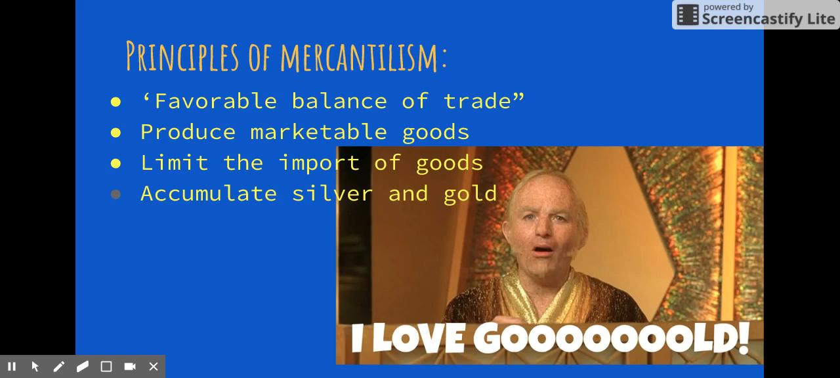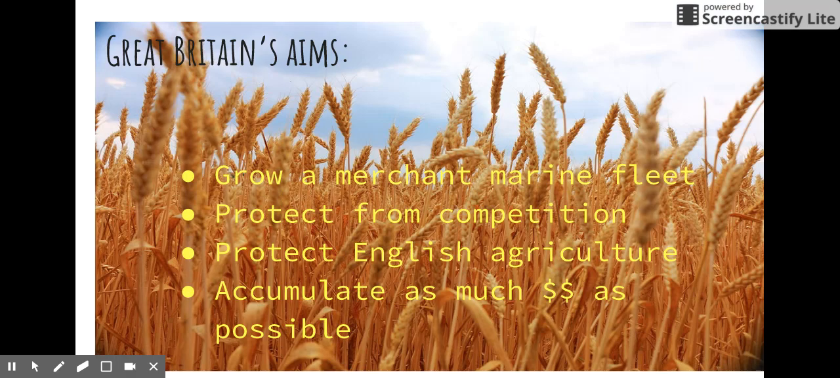Now, Great Britain had some specific aims under mercantilism. They wanted to encourage growth of a native merchant marine fleet, which would include colonial ships. So not so much boats used for war, but boats used for trade. They wanted to protect English manufacturers from foreign competition. They wanted to protect English agriculture, especially the grain farmers. And they wanted to accumulate as much hard money as possible.